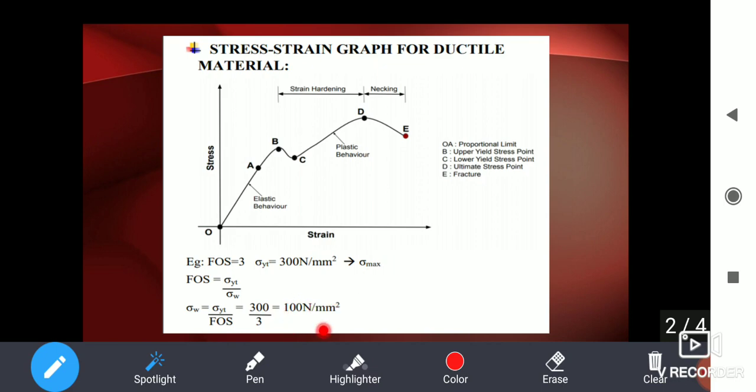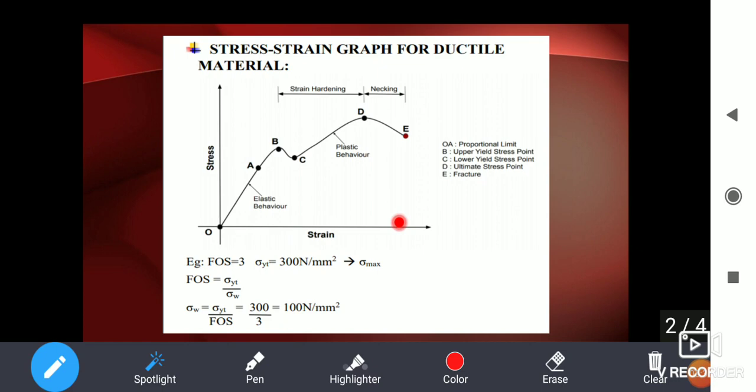So we have obtained a working stress of 100, so it has been reduced to one third of its maximum stress value. It means the component which we are going to design will be operating between the region 0 to A, which is the elastic limit. So if we remove the load, the material will regain its original shape. This is the main advantage of using factor of safety.